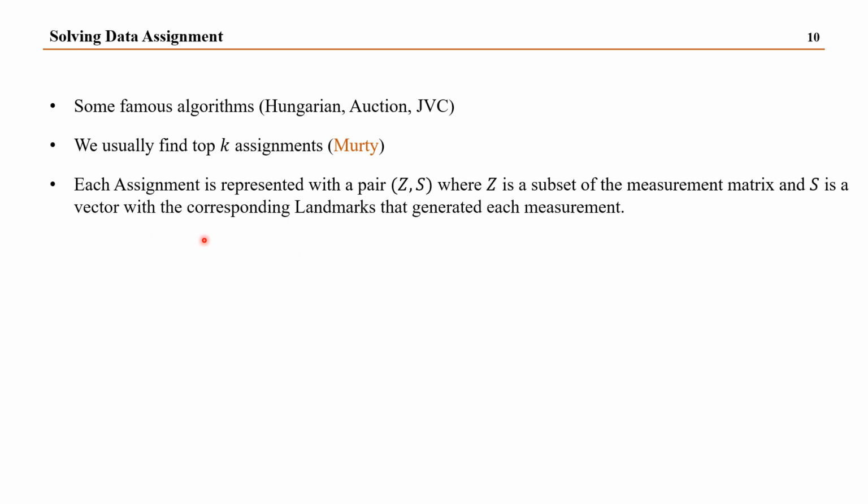Now, of course, each assignment will be represented, in our case, with a pair of Z and S. Z, as we said, is a subset of the measurement matrix, and S is a vector of corresponding landmark indices, which generated those measurements. In this case, we could now use those in the update step of the Kalman filter because they are known correspondences.